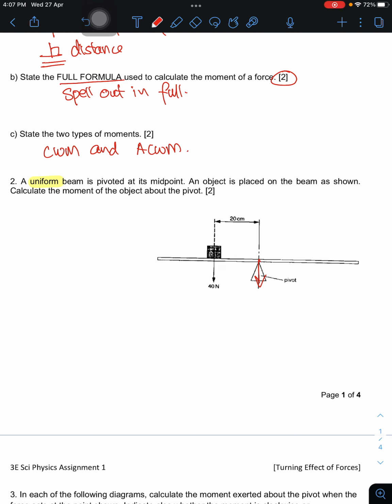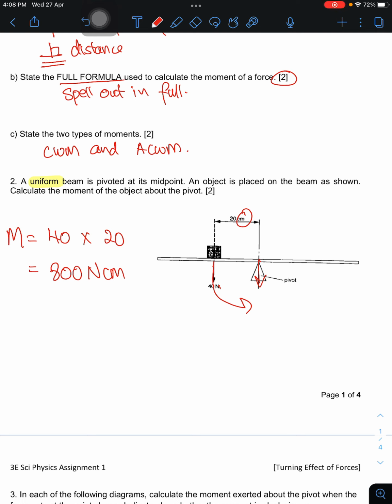They ask us to calculate the moment of the object about the pivot. So moment equals, we have 40 Newton force times distance. Take note the distance is in centimeter. So if you do this, the answer will be 800 Newton cm. If you happily just assume the answer will be written in SI unit and you put 800 Newton meter, I'm so sorry, you're going to get it wrong.